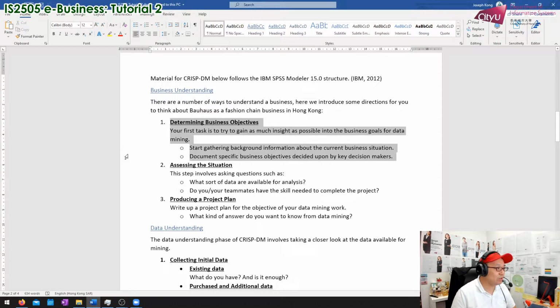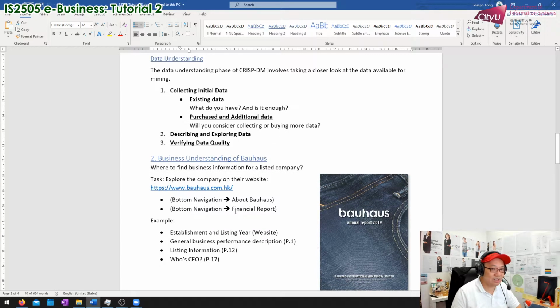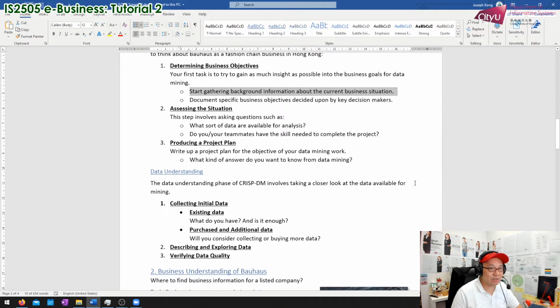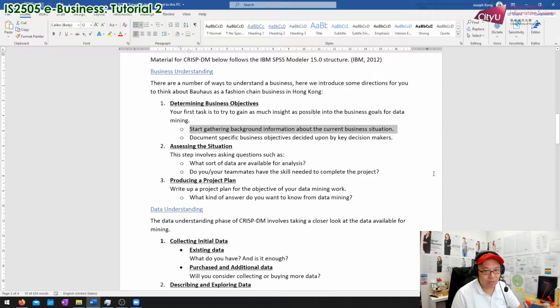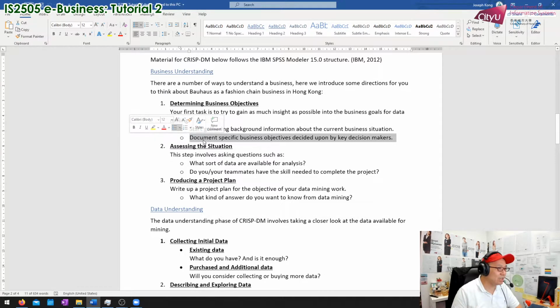Now, the first thing you need to understand a business is to understand their business objective. Why are they doing this? So maybe you need to gather some kind of background information and the current business situation. And I think in the next stage, I will tell you where you can find those types of things. Now, the second thing is to document specific business objectives decided upon by key decision makers.